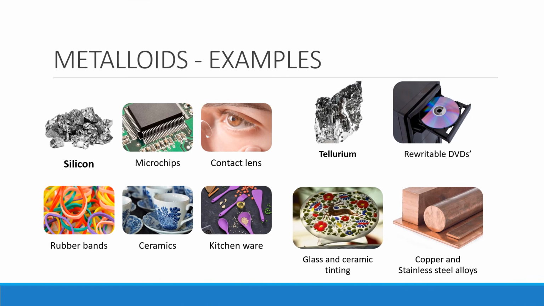The metalloid silicon is used in the manufacturing of microchips, contact lenses, rubber bands, ceramics, and kitchenware. The metalloid tellurium is used in the manufacture of rewritable DVDs, glass and ceramic tinting, and copper and stainless steel alloys.